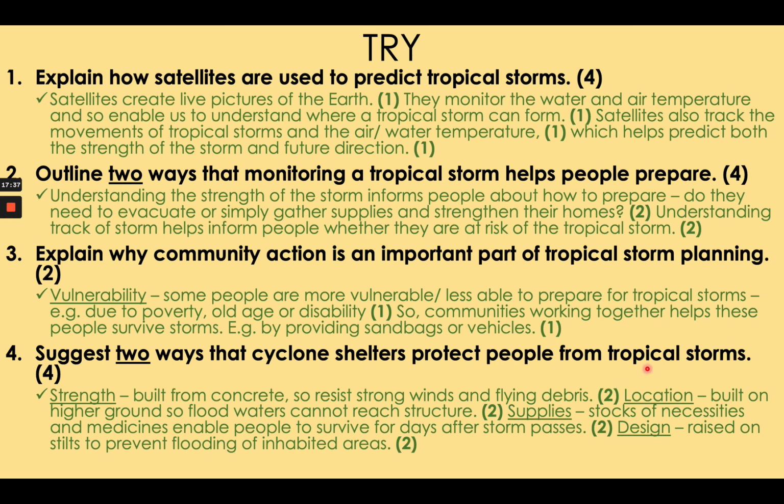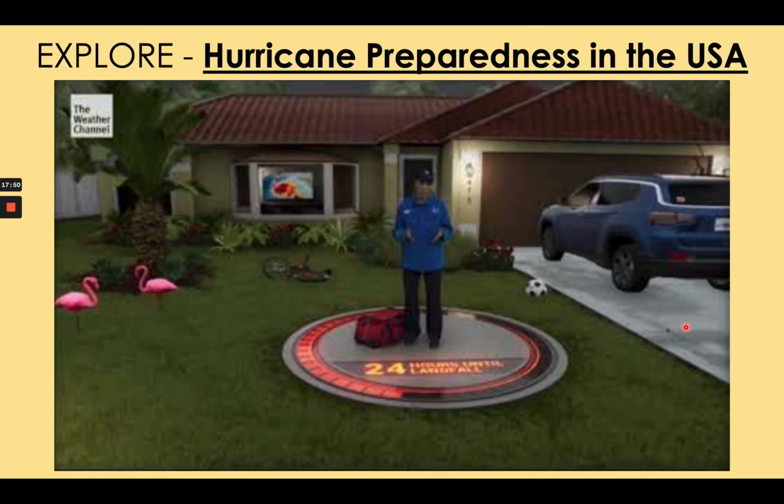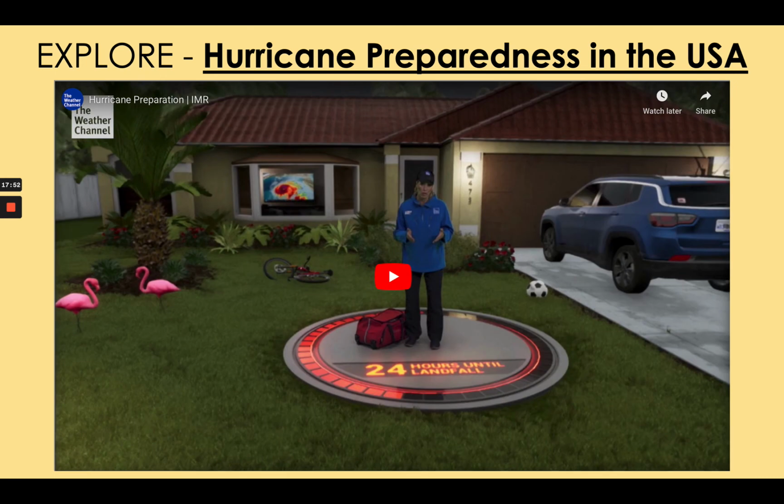Give yourselves a mark out of the total. Make sure you've added corrections in green pen. If you lost 2 marks or fewer, you really understood this. That's fantastic. If not, go back and watch the explanation again, and then attempt these questions in a week's time. I've given you another video here just to help you understand, again, how people prepare in America for tropical storms. So just watch silently and write notes, maybe 5 bullet points at the end of the video summarizing what you've seen.